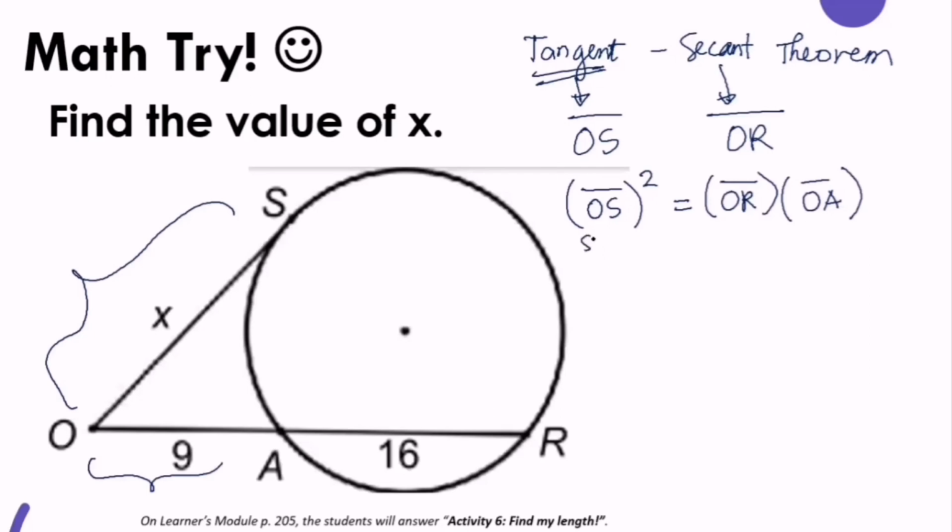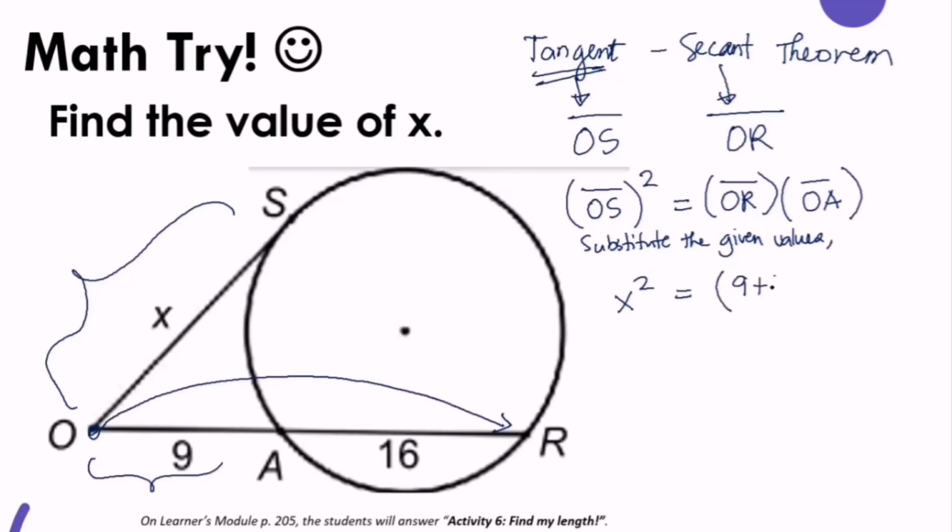And simplify, or what do I mean there? We're going to substitute the given values. So, what is OS? So, that is X squared. Then, OR, mula kay O, papunta kay R. O, ano yun? So, that is 9 plus 16. And then, OA here is 9. Okay? Then, simplify. What is 9 plus 16? Very good. The answer there is 25. And then, multiplied by 9.